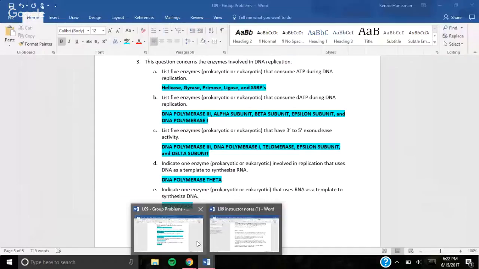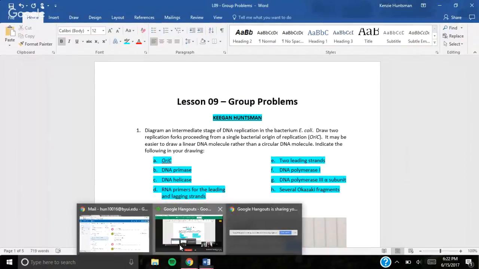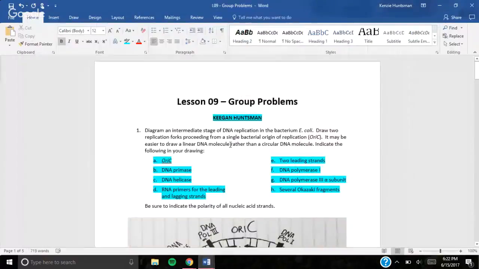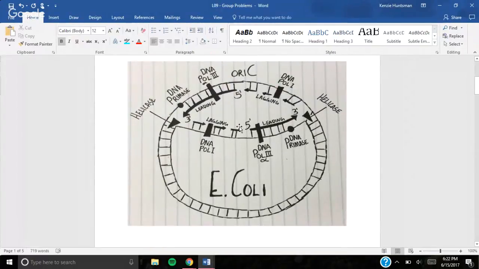Okay, and I will start with number 1. So for number 1, it was diagramming the intermediate stage of Bacterium E. coli. It said you could do linear. I ended up doing the circular one and keeping it. The only thing that I forgot to put were the RNA primers that would follow the helicase where the strands are splitting. And so that would go right here on both sides at the junctions.